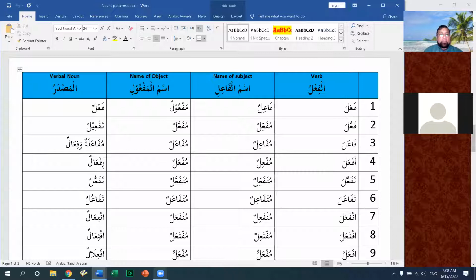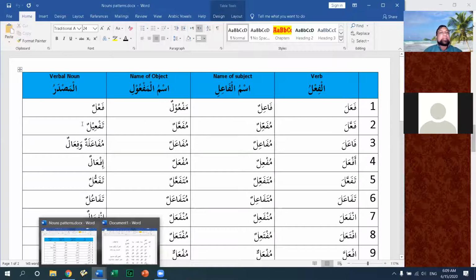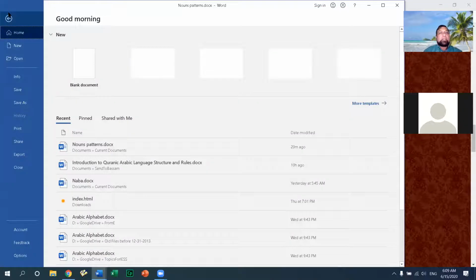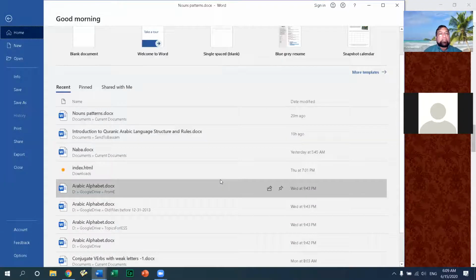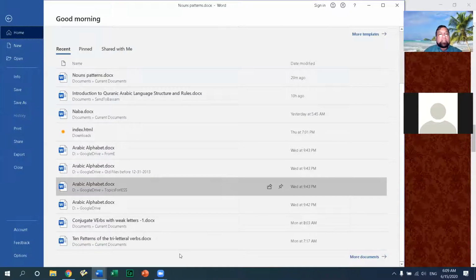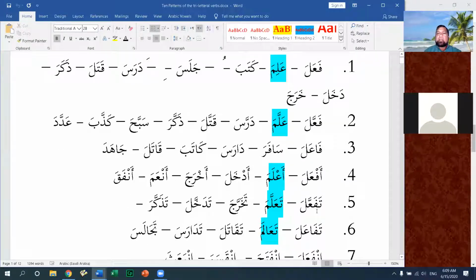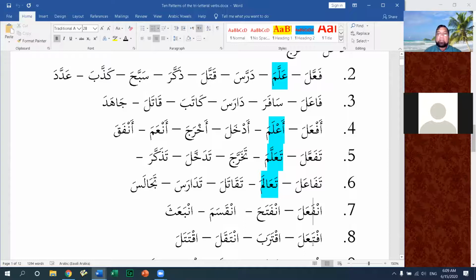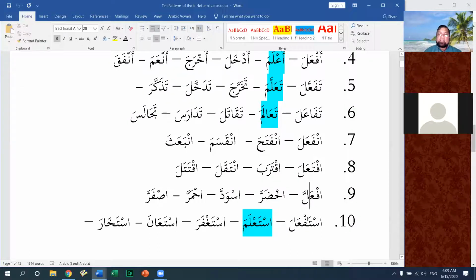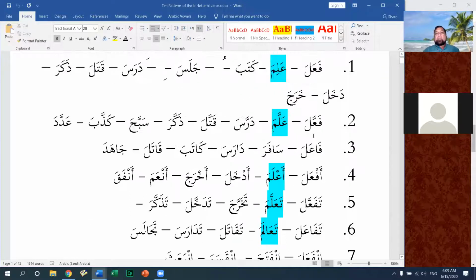So far what we have been doing, as a quick reminder, in ilm al-sarf is we conjugated the 10 patterns of the trilateral verb. So we took fa'ala, fa'ala, fa'ala, af'ala, tafa'ala, tafa'ala, infa'ala, ifta'ala, if'ala, and istaf'ala. So all of these verbs have 3 original letters. And then from pattern 2 onwards, we have increased letters.